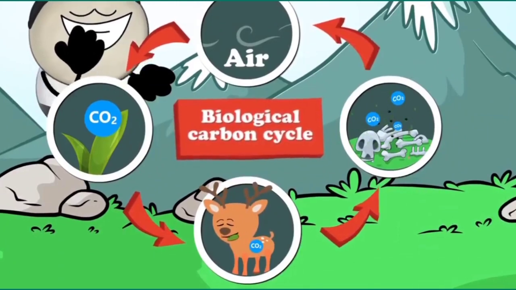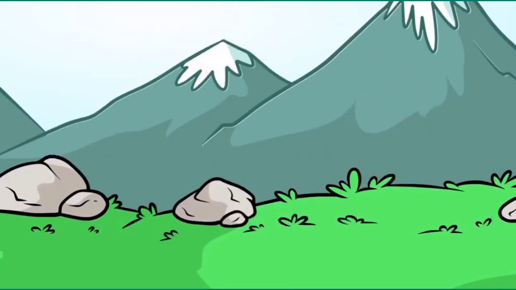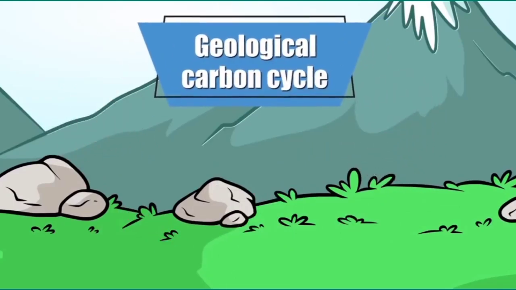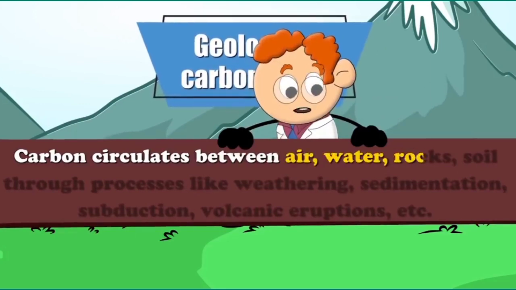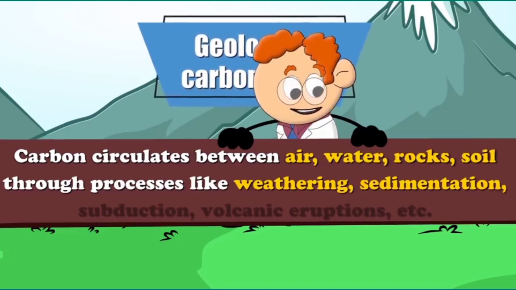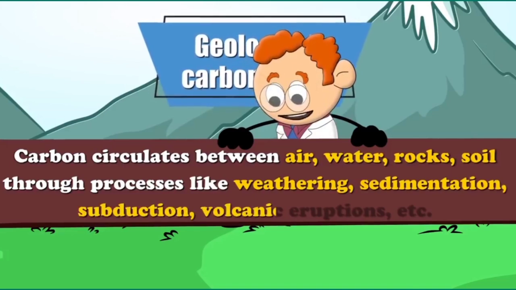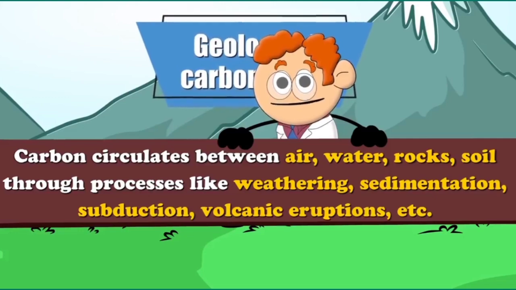Now, let's talk about the other type of carbon cycle, the geological carbon cycle. In the geological carbon cycle, carbon circulates between air, water, rocks, soil through processes like weathering, sedimentation, subduction, volcanic eruption, etc. Let's break it down a little bit to understand step by step.